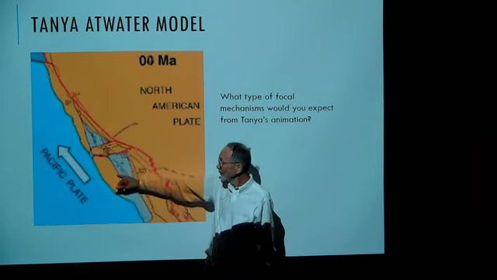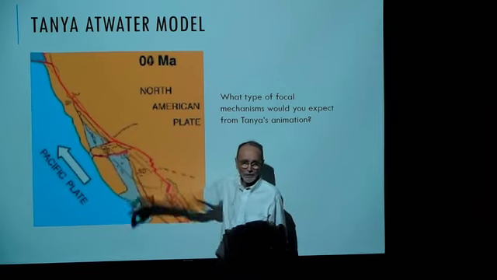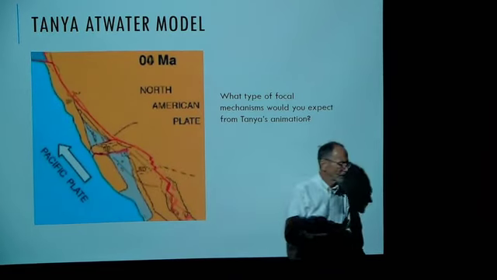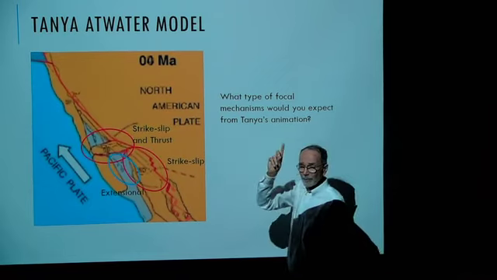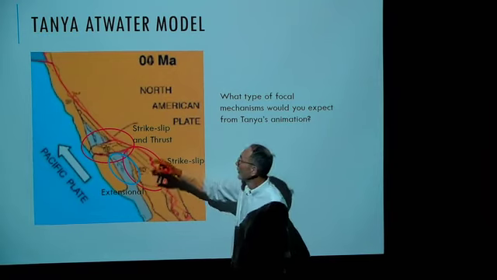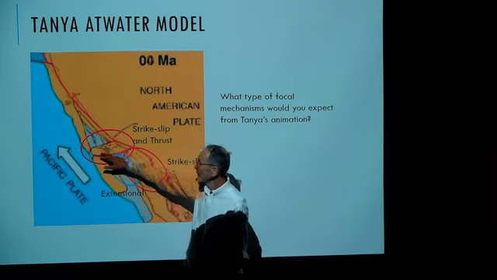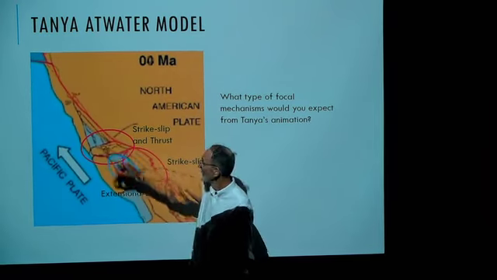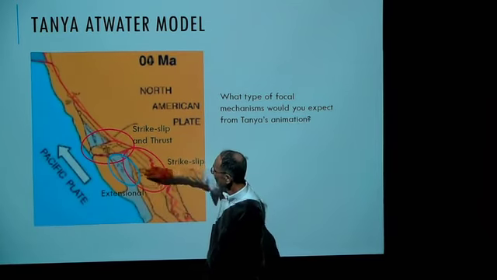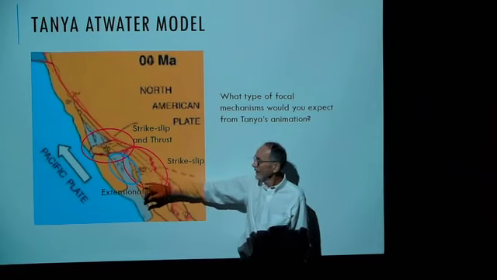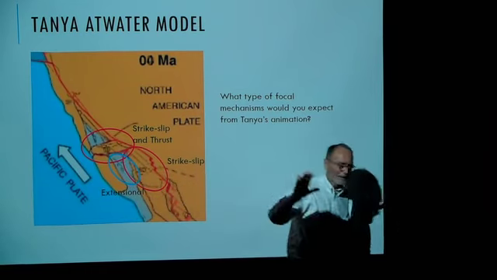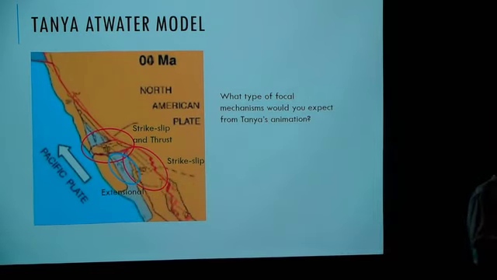And here you might expect to see extensional motion, except most of the extension is kind of dead. So we can now take the Tanya Atwater model and say, I predict, based on Tanya Atwater models, that we'll see strike-slip and thrust faulting in the Transverse Ranges. We'll see strike-slip near San Diego, and we might see extension in the basin, Catalina Basin, but actually we know that's also been squeezed a lot more recently.